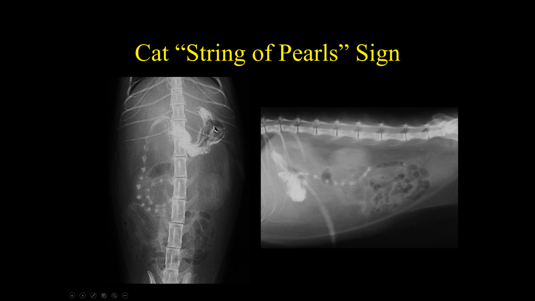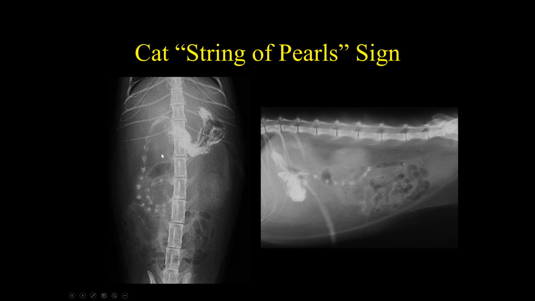So if I give barium in, and it doesn't happen in all cats, but it happens in probably half of them, the barium, as it goes down the duodenum, and it only happens in the duodenum, will form these little pockets of barium. People have called it the string of pearls because it looks like a string of pearls. It's the string of pearl sign, okay?